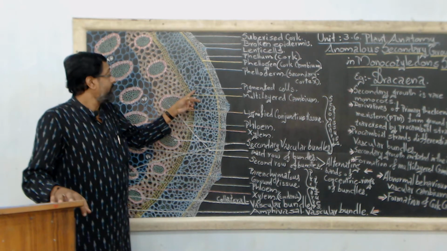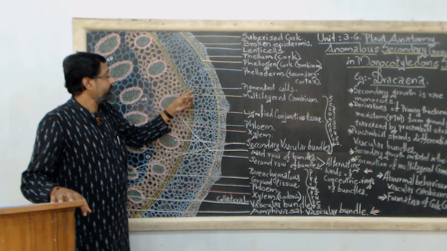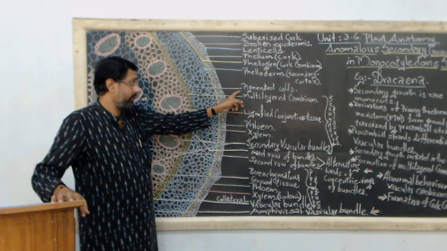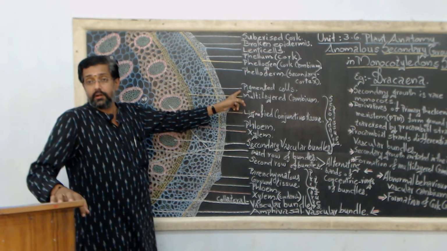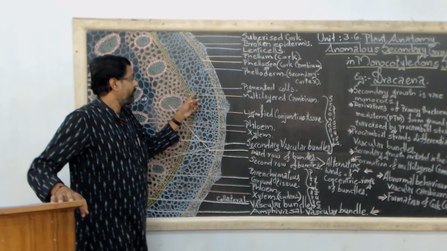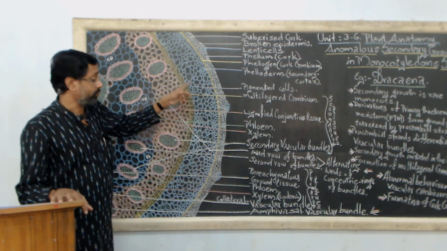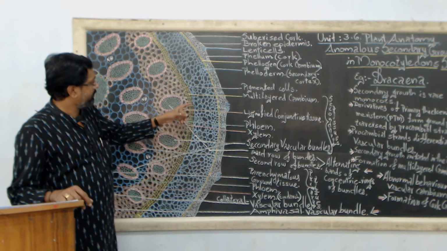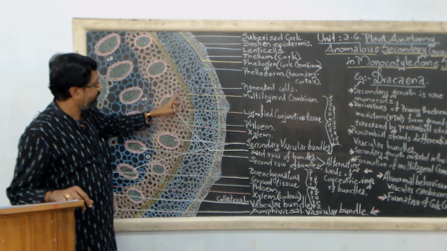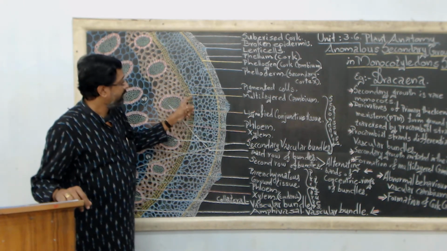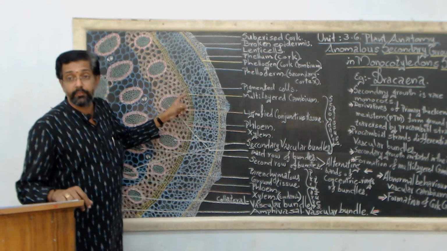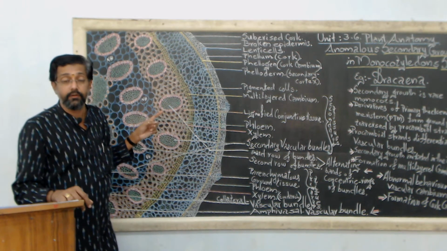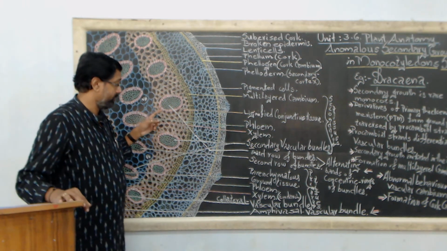In Dracaena, we can see the secondary cortex which possesses pigmented cells, either green or phycocyanin-like colored pigments, which are seen in the secondary cortical tissue. And inner to the secondary cortex, what we can see is the multi-layered cambium which is formed. It is one of the anomalous behaviors in Dracaena or in these monocotyledonous plants.